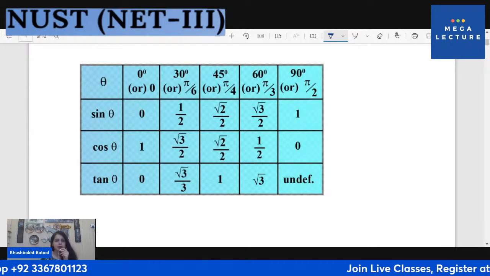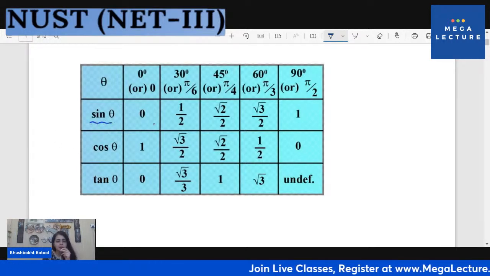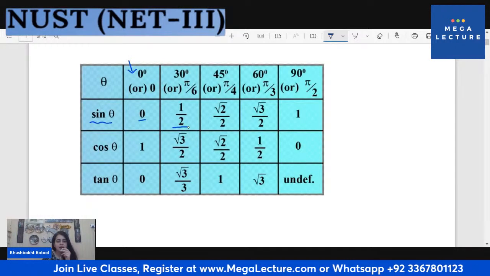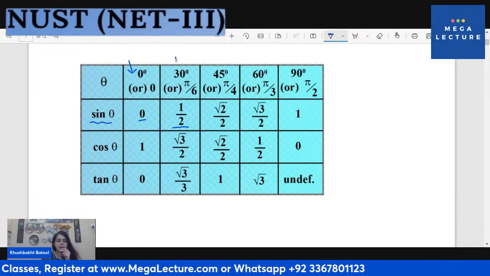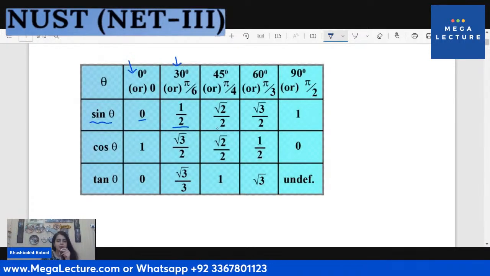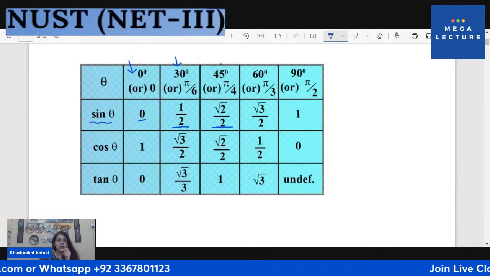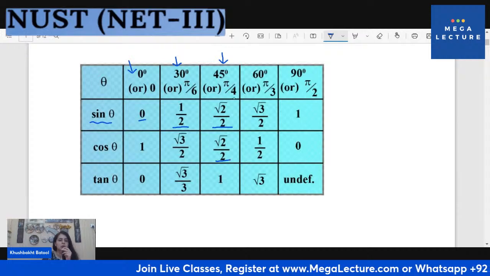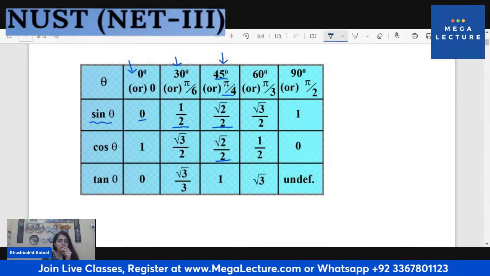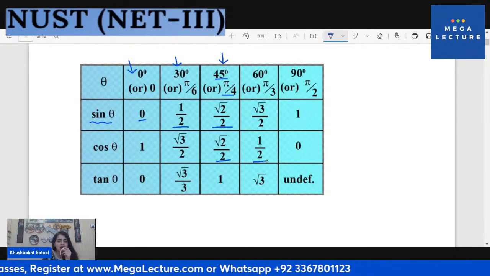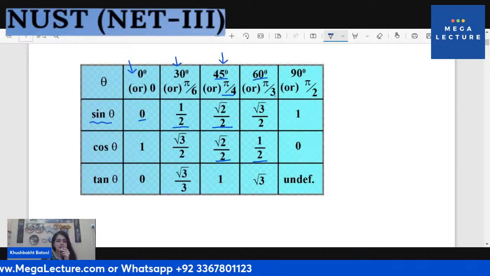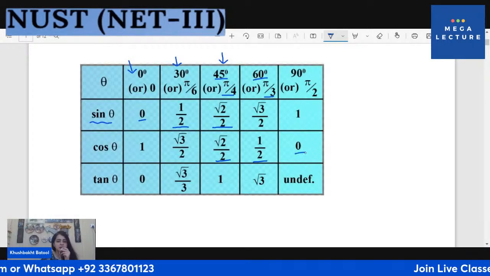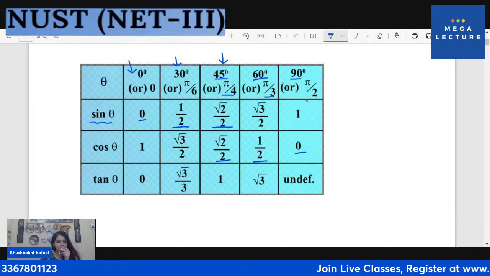So it's simple. Sine theta is 0 when the theta is 0. Sine theta is half when theta is pi by 6 or 30 degrees. It is root 2 by 2 when theta is pi by 4 or 45 degrees. Cos theta is root 2 by 2 when theta is pi by 4 or 45 degrees. Cos theta is half when the theta is 60 degrees or pi by 3, and it is 0 when theta is 90 or pi by 2.